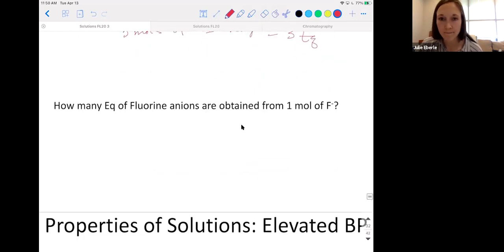Okay, what about fluorine? We've got 1 mole of F minus. So it's a -1 over here, and we've got 1 mole of it. So 1 times the -1, we should just have 1 equivalent. We've got 1 mole of -1 charge.